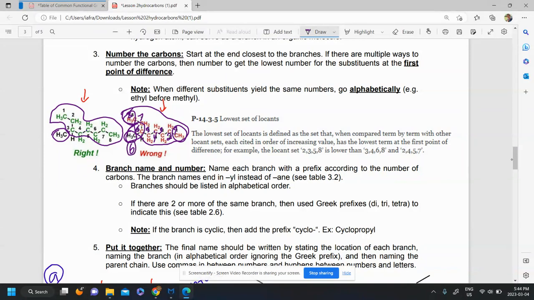But if I start counting from the left side, 1, 2, 3, 4, 5, 6, 7, 8, then my methyl is on carbon number 3. And that's a lower number. That rule is called the first point of difference. I'll go over it in more detail soon because it's really important, especially if we have more than 1 substituent. Right now, we just have 1 substituent, so we want to get the lowest number possible, and that happens to be 3. So counting from the left is the best option.